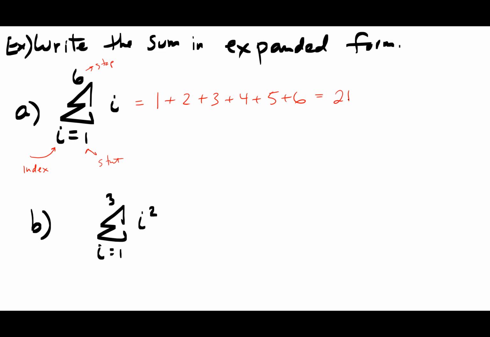4 plus 9 plus 16. It's only going from 3 to 9? No, just to 3. 14. Your handwriting is so tiny. I got 91. 91? No, it's only got to three. 14. Oh, we only had 3. Yeah, I made the mistake too.